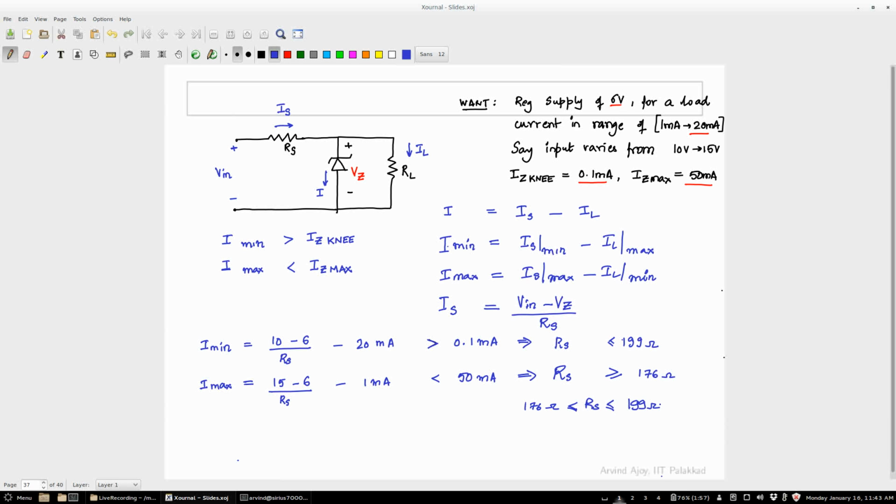180. Why do you choose 180? Exactly. So Prasanna has the answer. 180 ohms is easily available in the market. Okay. If you look at the values of resistances that you get, have a look at that. It's very interesting to see that.